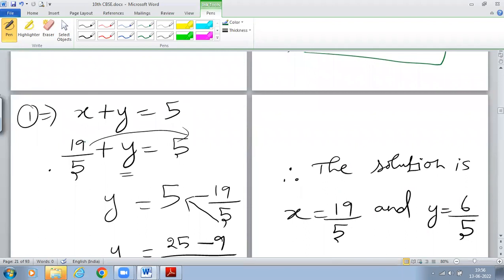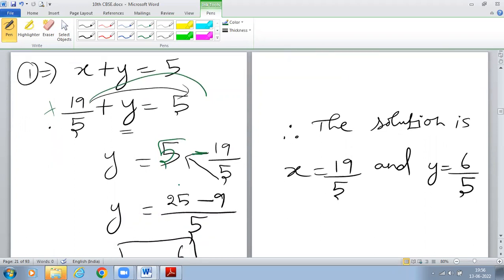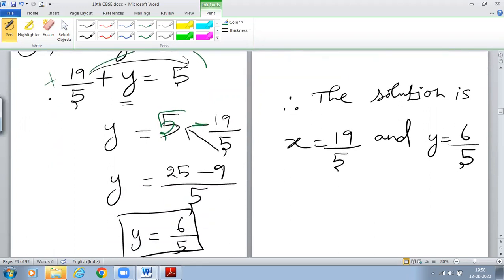Now this plus 19 by 5, here there is no sign, meaning there is plus. When it is taken to the opposite side, it becomes minus. So 5 is already there, minus 19 by 5. Now simplifying 5 minus 19 by 5, we got 6 by 5. Okay, this is the procedure.